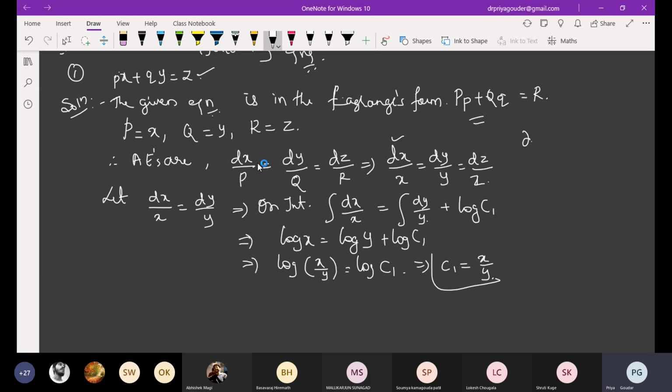Okay, this is the first relation. Keep it in a box. Similarly, can I choose the first and third or second and third? Here, all choices will do because their variables are already separated. Let me take second and third. You can take first and third too, it is not wrong. dy by y is equal to dz by z. Variables are separated.